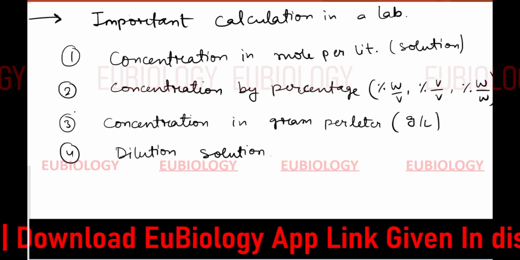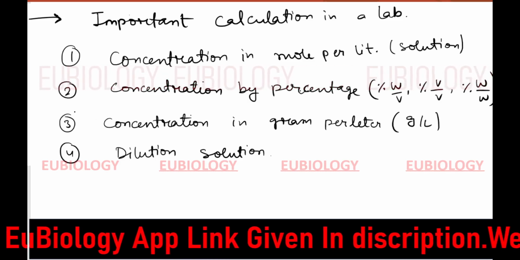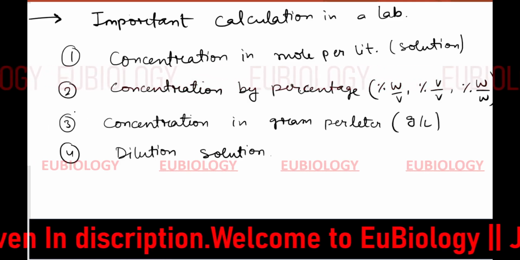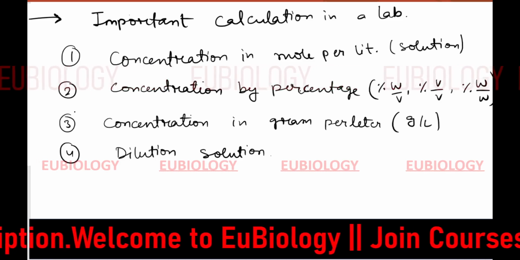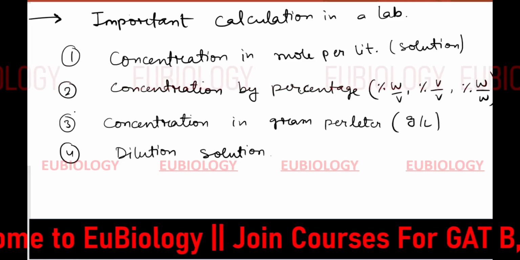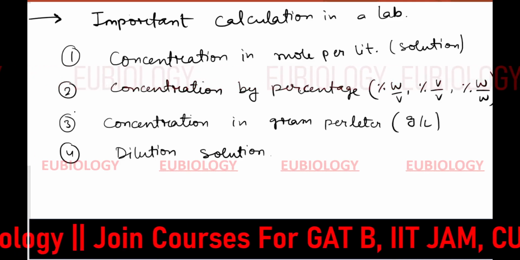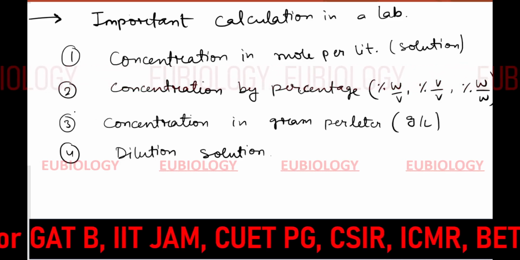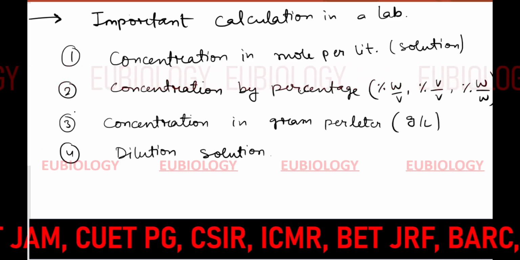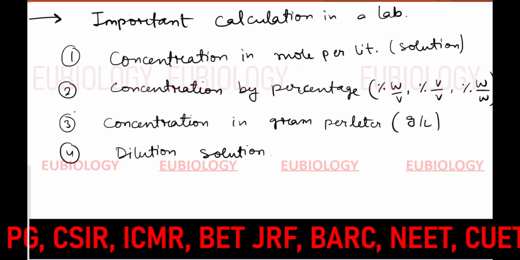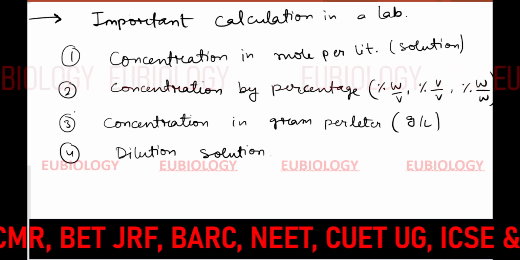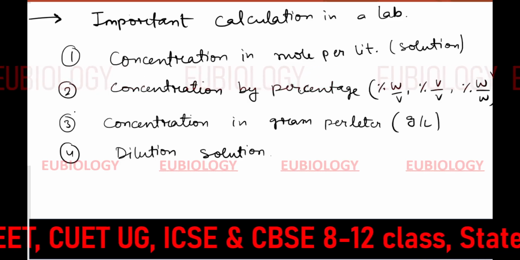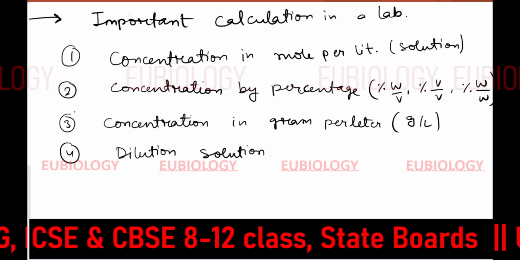It will be like this: if I ask you to make a 2 molar solution of 100 ml of HCl, how can you make it? Or if there is a 5 molar solution of NaCl, or a 5 molar solution of KOH, you have to form a 5 molar solution of KOH of 50 ml. Or you have to make a 2.5 or 2 molar solution of KOH in 200 ml. So how can you make it? Okay, that you have to know.